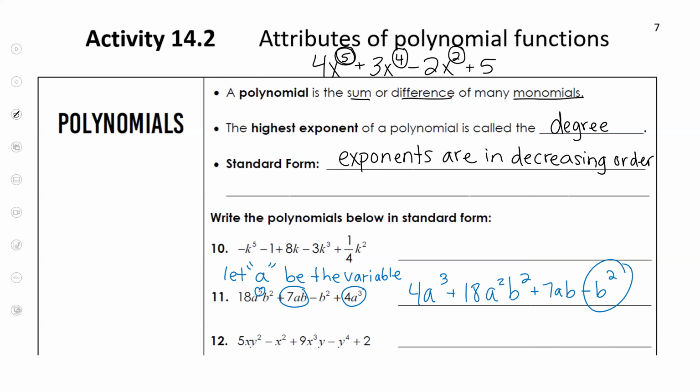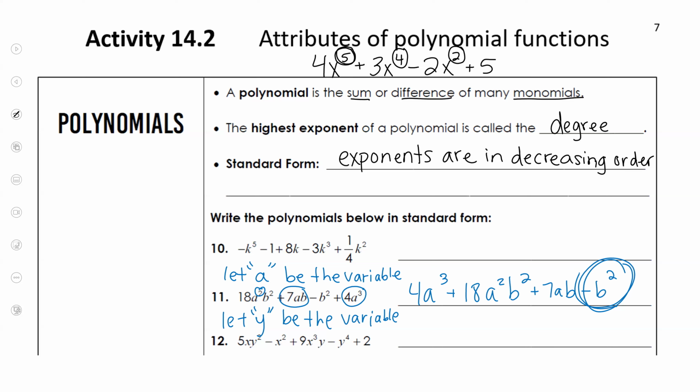Okay, for number 12, we can let Y be the variable. So I'll let you guys finish examples 10 and 12. This goes last because this doesn't have an A. It's like A is your variable. So whatever doesn't have a variable, just put it last.